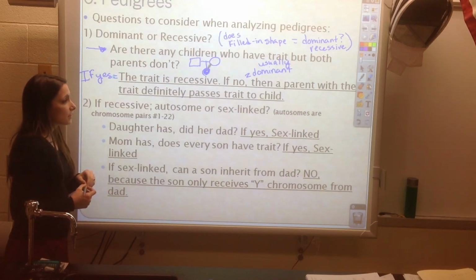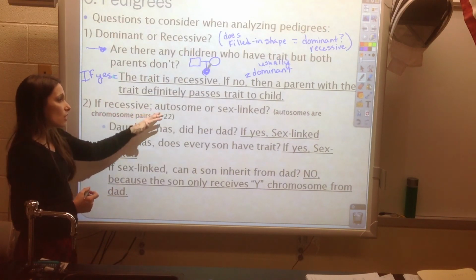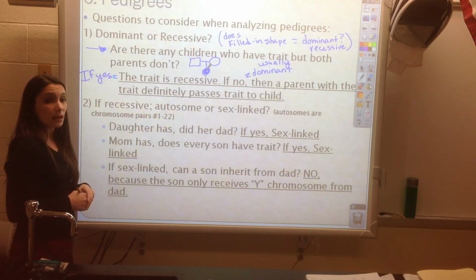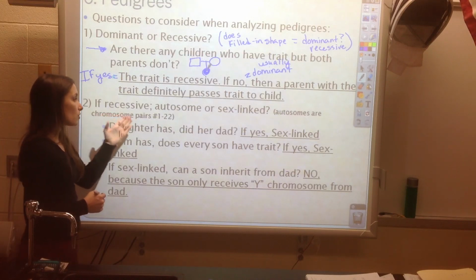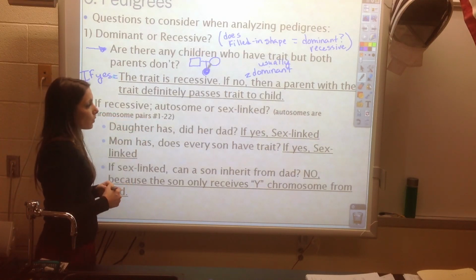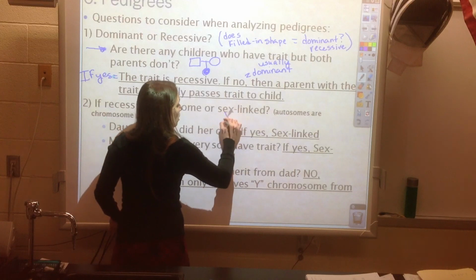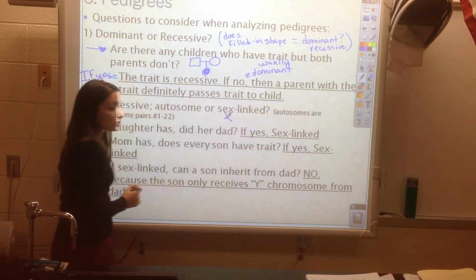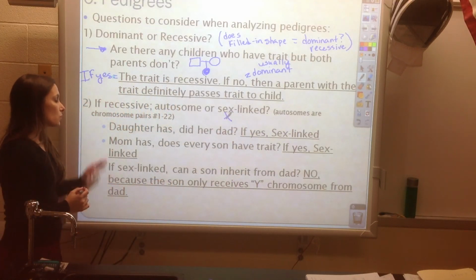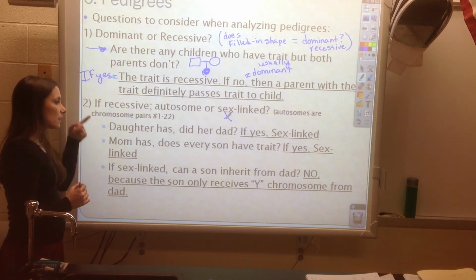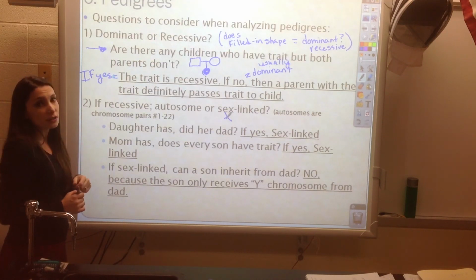If it is recessive, then we want to know if it's autosomal or sex-linked. Autosomes are your chromosome pairs 1 through 22. Sex-linked is on your X chromosome. So here's the question we want to ask: if a daughter has it, did her dad?